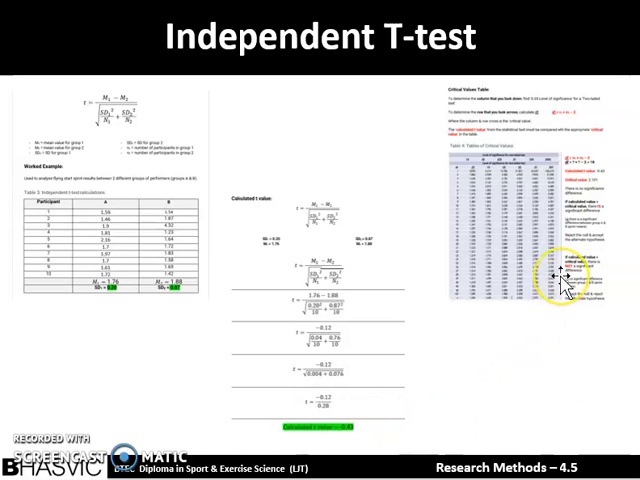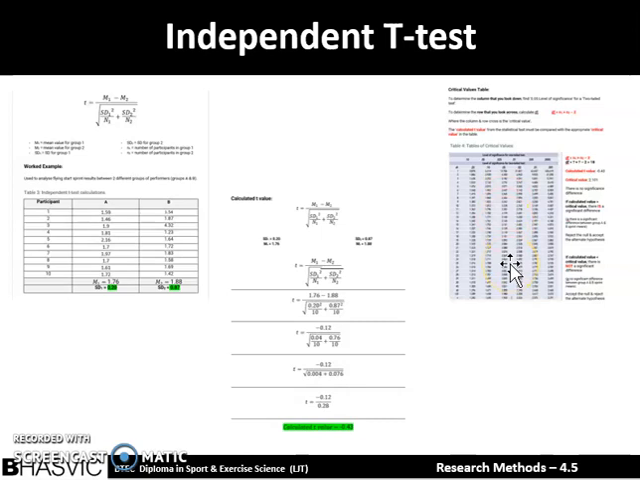Just like before, you have a critical value table. This DF is a bit different. So you have number of participants in group 1, which is 10. Add the number of participants in group 2, which was also 10. And then you then take away the 2. So my DF is 18. So you then go down and find 18 here. We're looking at the level of significance for two-tailed test, which is this bottom bit here. And we're going to 0.05 again, which is the middle column.